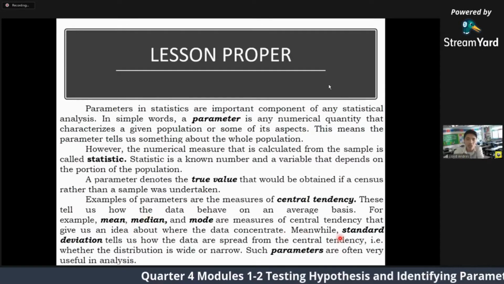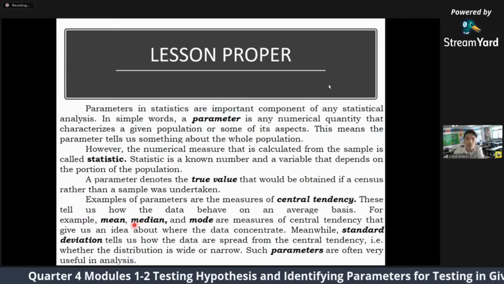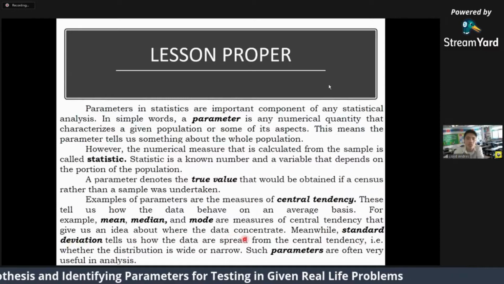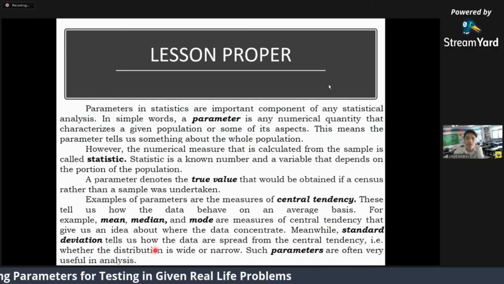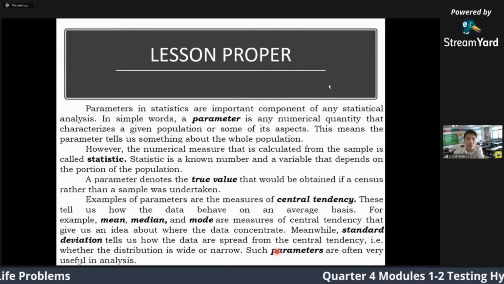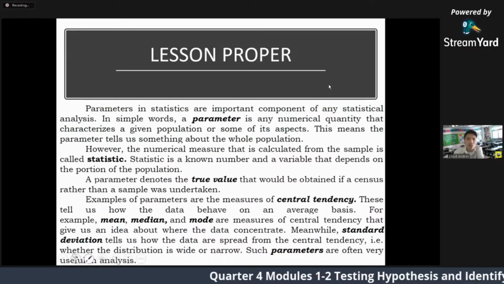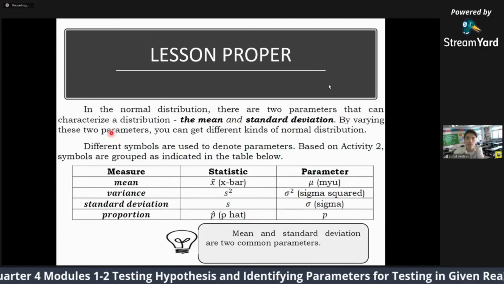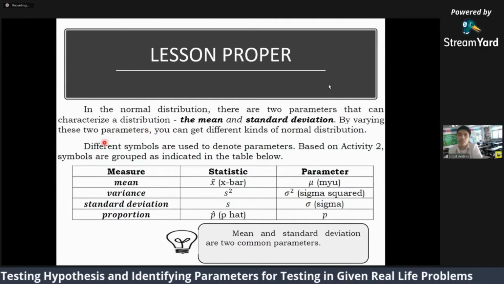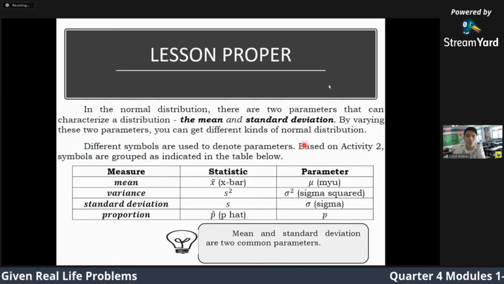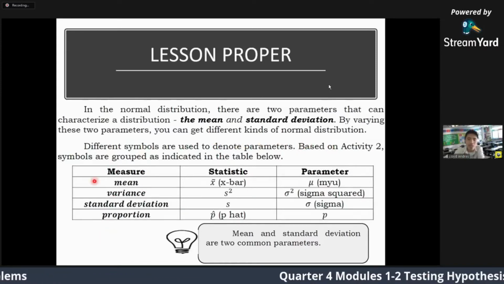We already know the mean, median, and mode. They give us an idea of where the data concentrate, while the standard deviation tells us how the data are spread from the central tendency. So these are parameters. In a normal distribution, there are two parameters that can characterize the distribution: the mean and the standard deviation. By varying these two parameters, you can get different kinds of normal distributions.